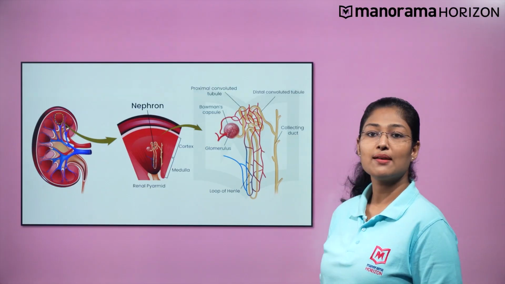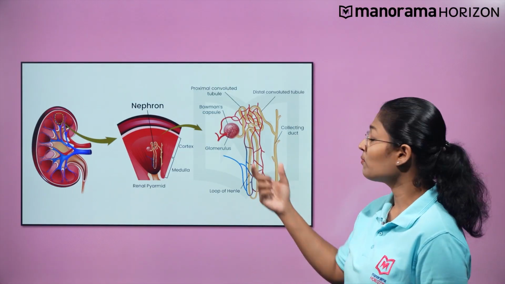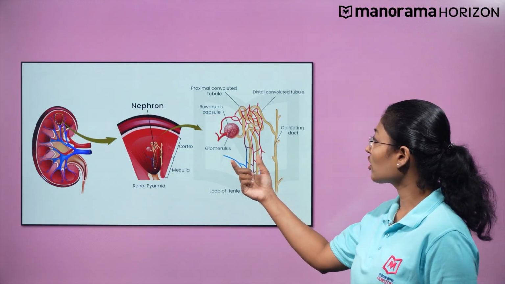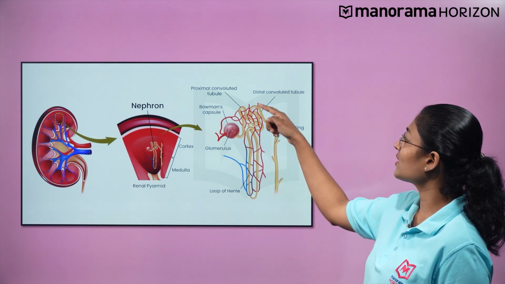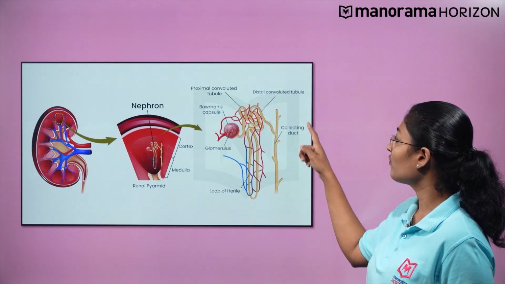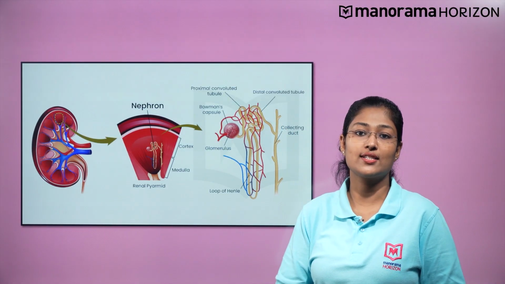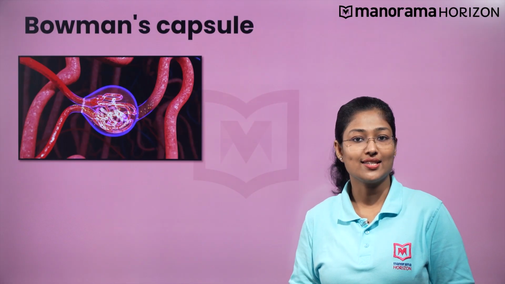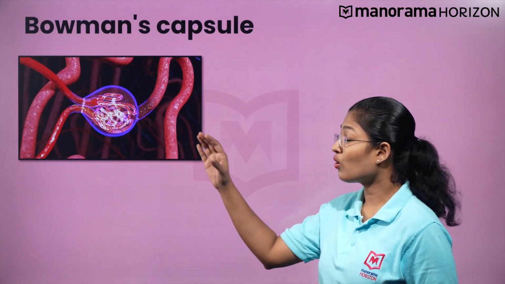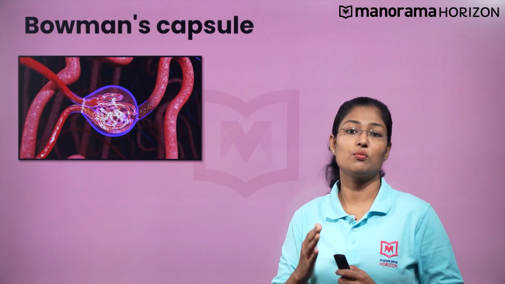If you check this image, you can see Bowman's capsule followed by proximal convoluted tubule followed by loop of Henle. Then comes a distal convoluted tubule, which finally enters into the collecting duct. Now, let us learn about Bowman's capsule in detail. It is a double-walled closed structure enclosing the glomerulus.